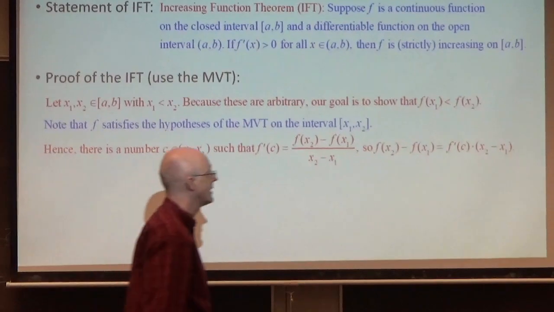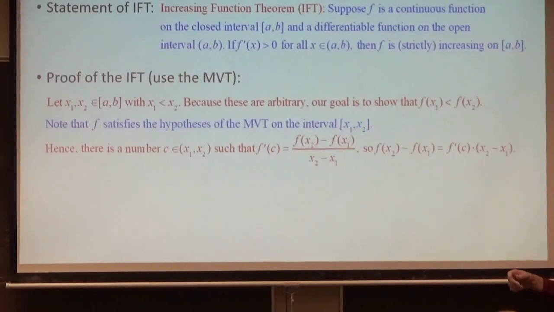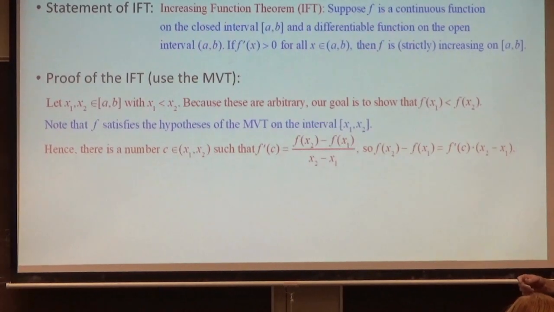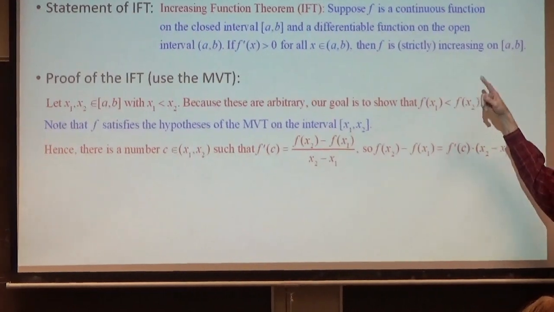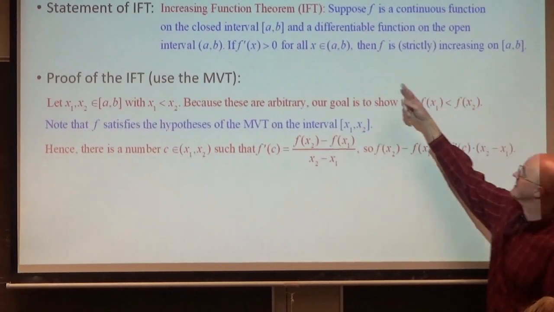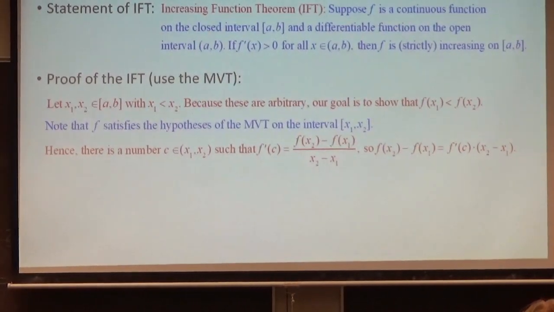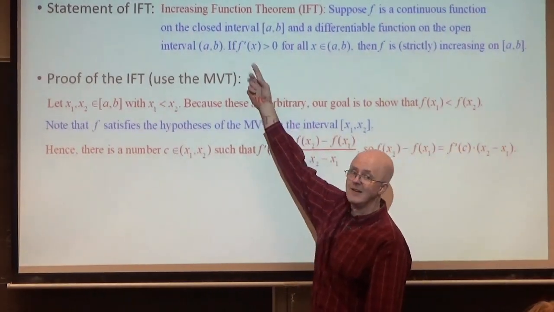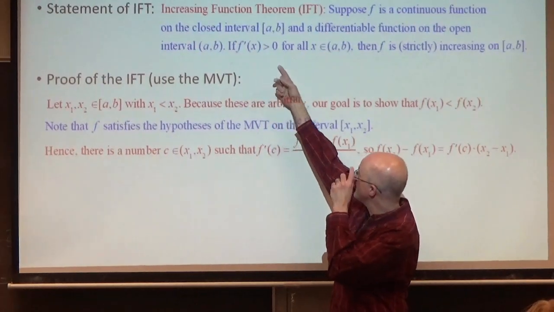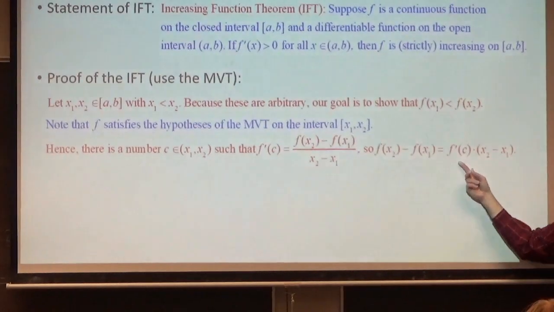How? Here it is in a nutshell. What do I know about these two quantities here? Well, f prime of c, based on the statement of the IFT, in particular this last sentence here, what am I assuming if I'm going to prove the IFT? I'm assuming f prime is always positive. So f prime of c must be positive. That's positive.